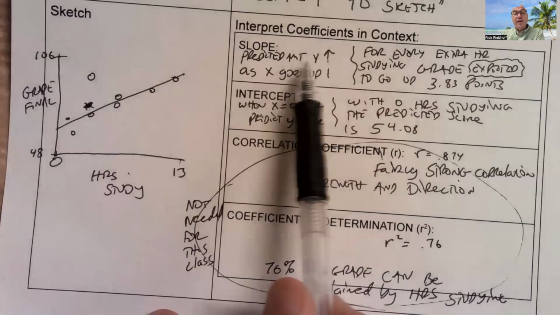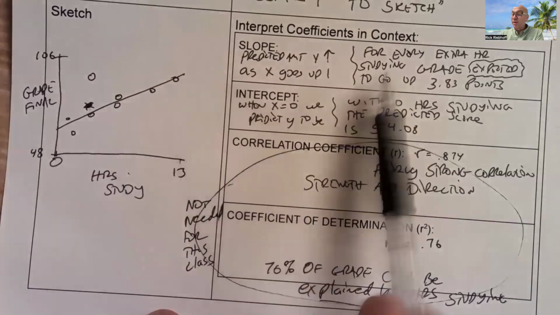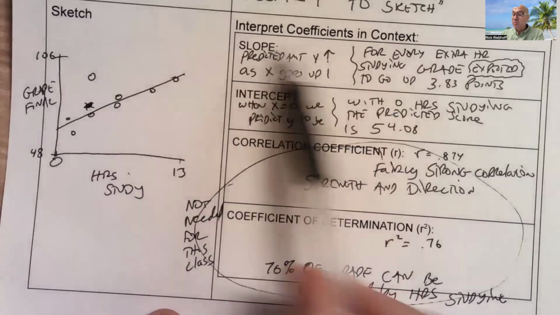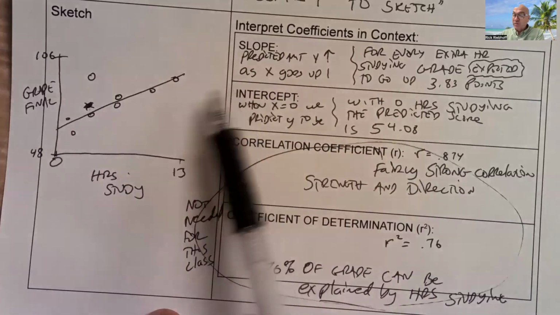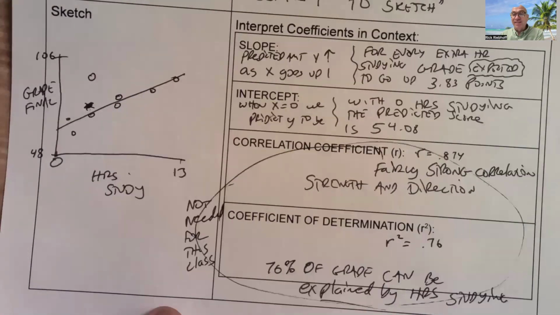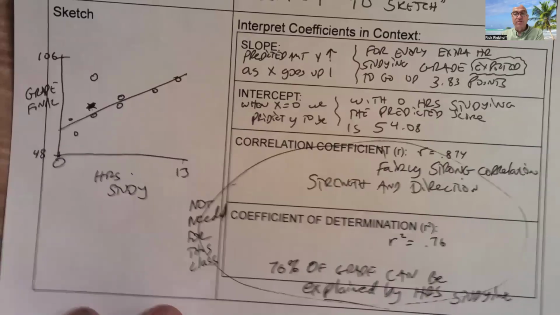All right. For us, we need slope and intercept. We should be able to do that. We should be able to interpret what the slope means, and what the intercept means. We should be able to make a sketch, all that good stuff. That's the basic stuff for least squares regression.